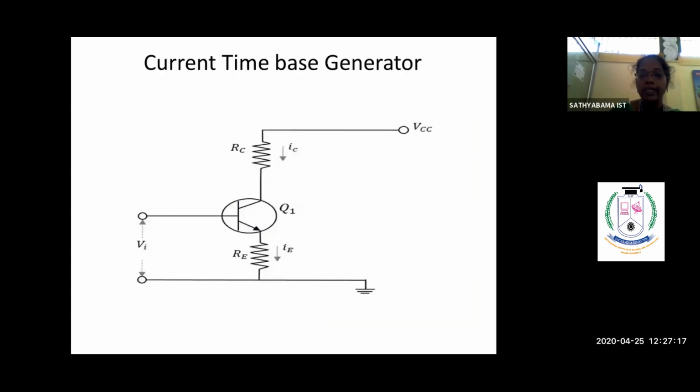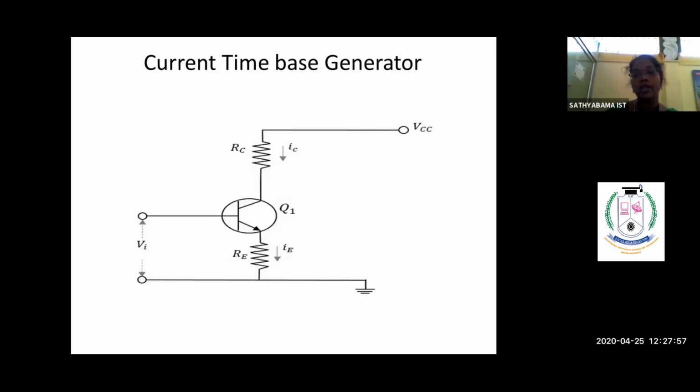Coming to the current time-base generator, here we don't have any capacitor, because the current time-base generator is used to produce the output as a current. When VI is supplied, the transistor turns on by satisfying the forward bias condition of VBE, and we have connected an emitter resistor RE and a collector resistor RC. Only these two resistors are used to produce the output current waveform, because in most of our circuits we justify that IE is approximately equal to IC.